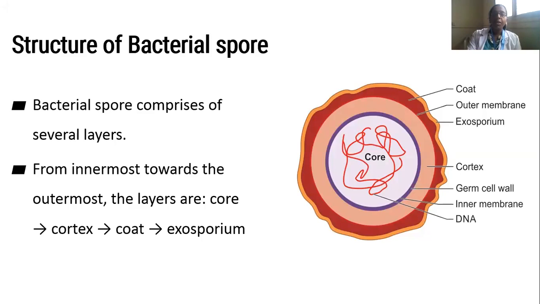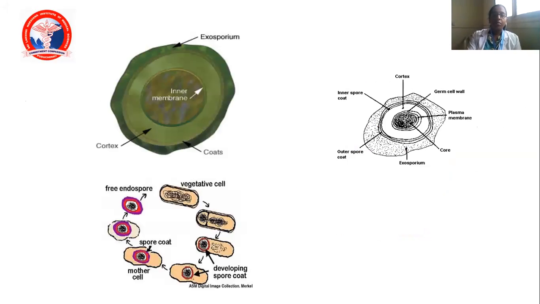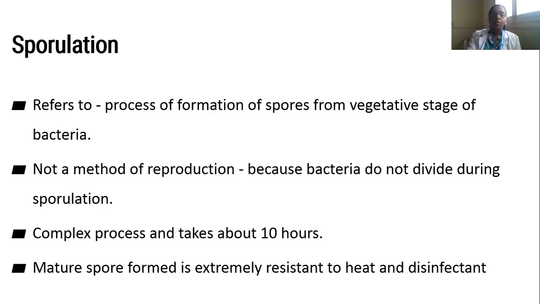Coming to the structure of the spore, there is the outer exosporium, outer coat, outer membrane, cortex, then inner membrane, and the DNA. When favorable conditions return, they will revert back to the vegetative cell. Sporulation refers to the process of formation of spore from the vegetative stage of the bacteria. It is not a method of reproduction because bacteria do not divide during sporulation.